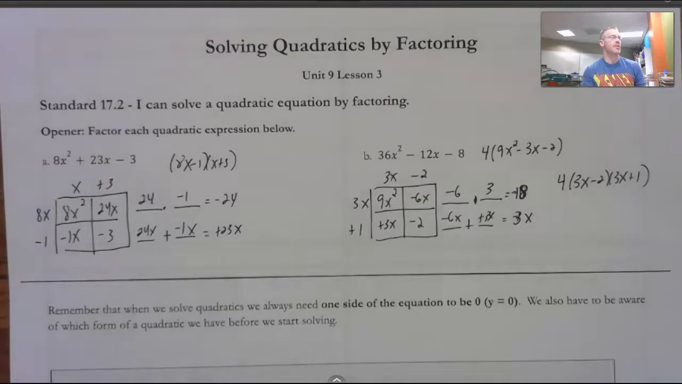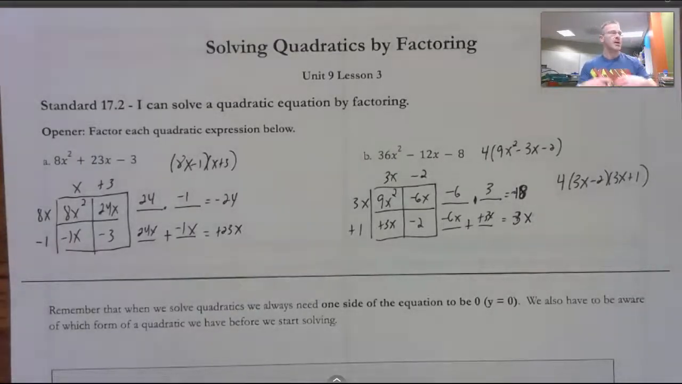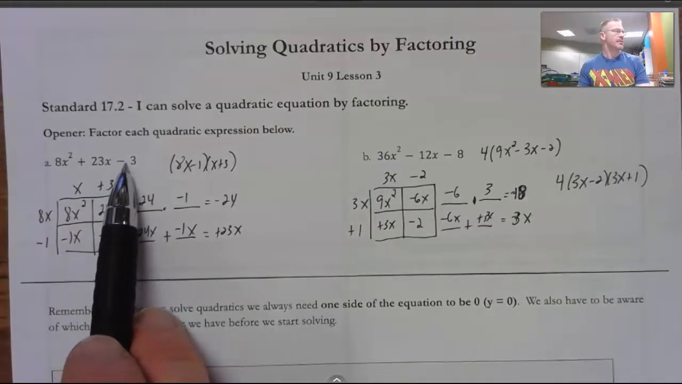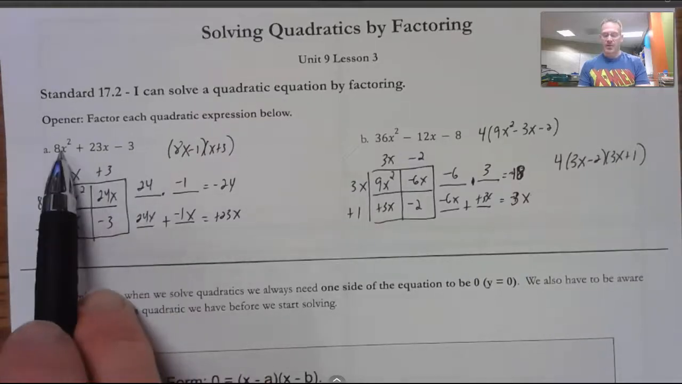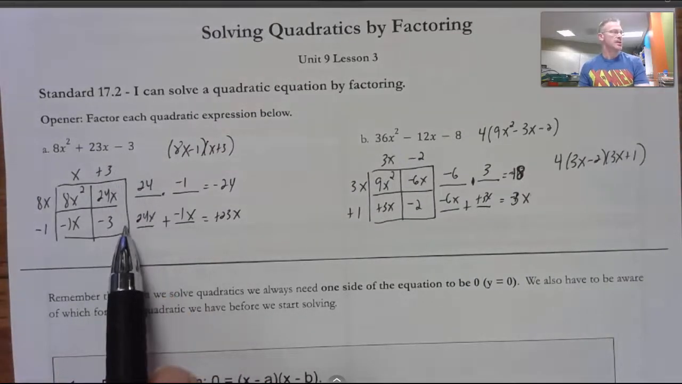All right, so here's my work. Remember the first step, that you want to look for a GCF. You may not have one, but you always want to look for one before you begin the problem. So now when I look at A, there is not a GCF. So I can go right into my area model. And remember what we talked about. The first term goes in the first box, the last term or the C term goes in the last box.